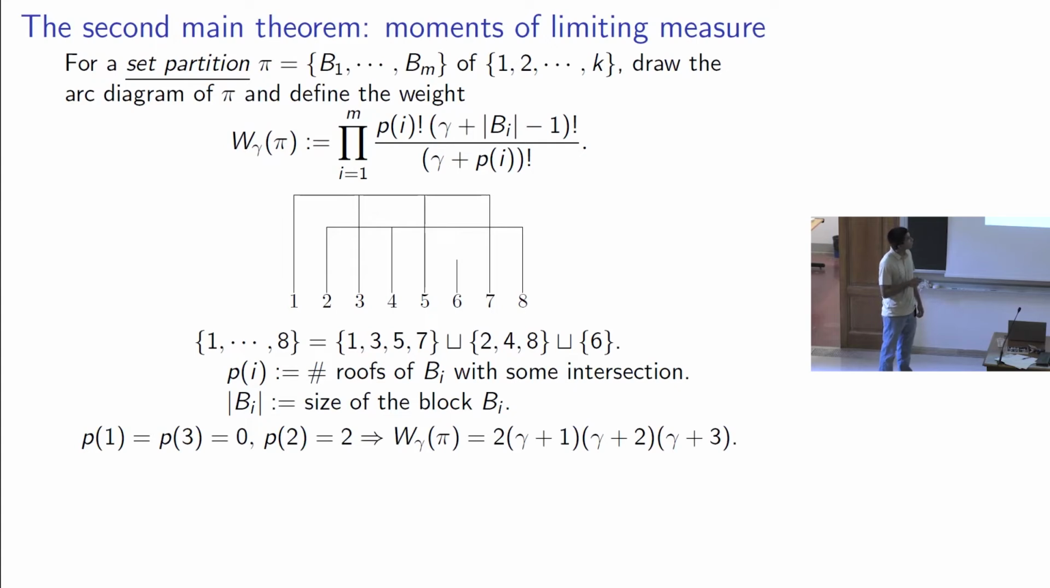Okay, then you compute this weight. Okay, so I did it already. It's 2 times gamma plus 1, gamma plus 2, gamma plus 3. Okay, so that's some weight.